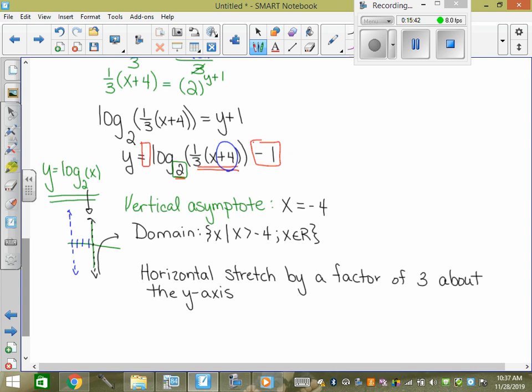Do I have any reflections? No, I don't have a negative in front of the word log, and I don't have a negative in front of the x. So no reflection. Then I have a vertical translation. One down. It doesn't affect my range because my range is y in R. Right? Vertical translation one down? Nope. And then a horizontal translation.